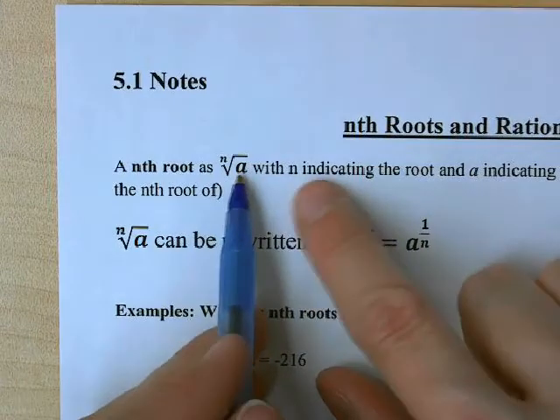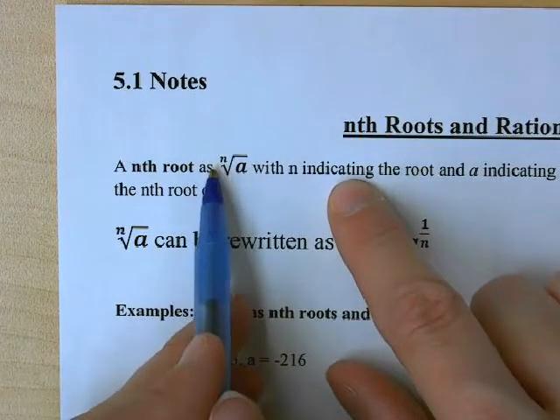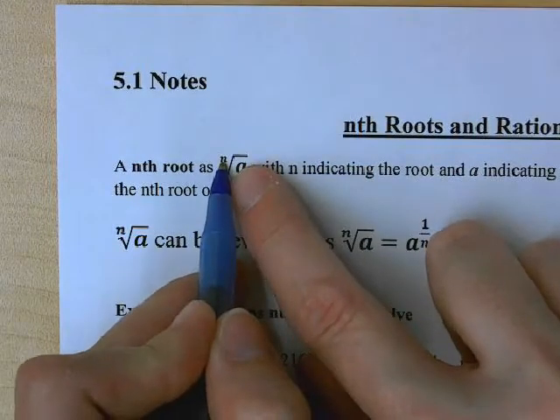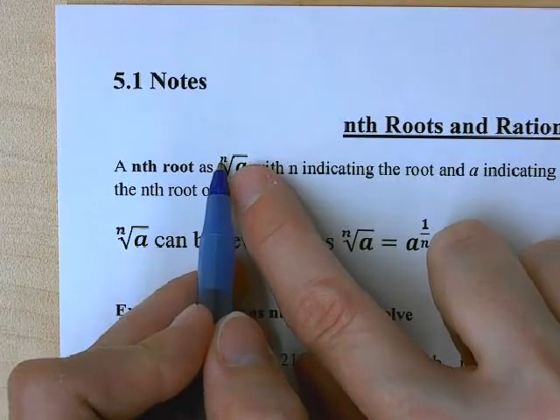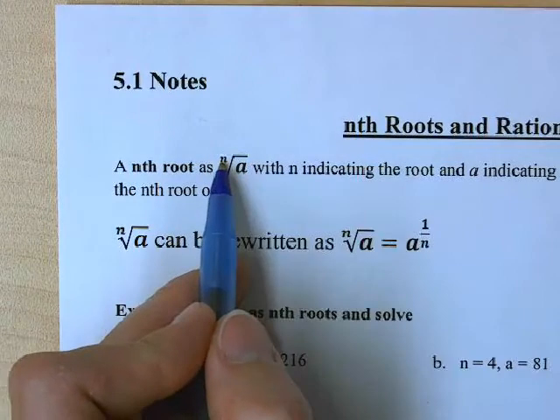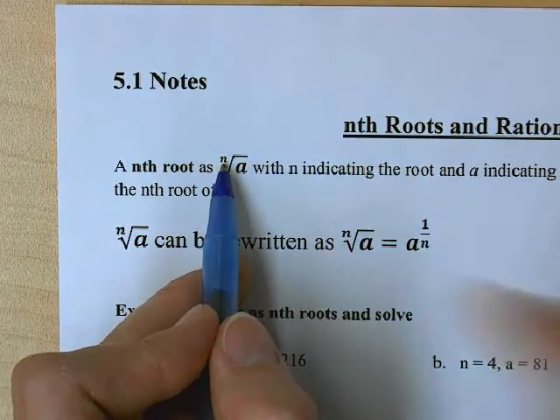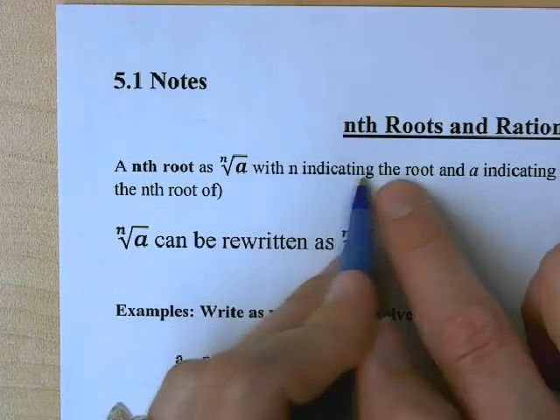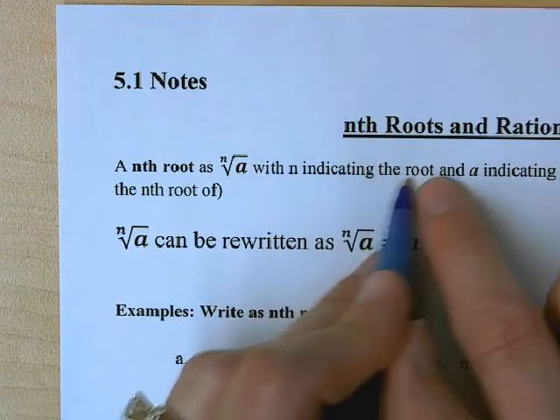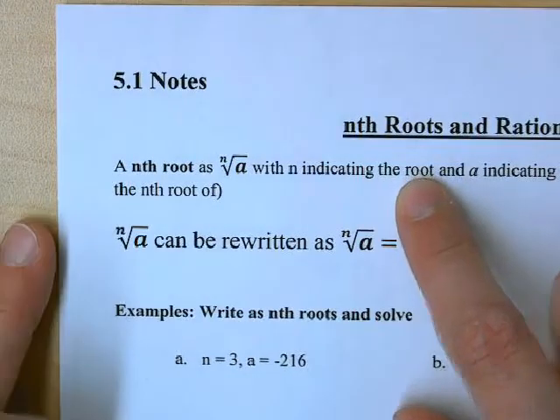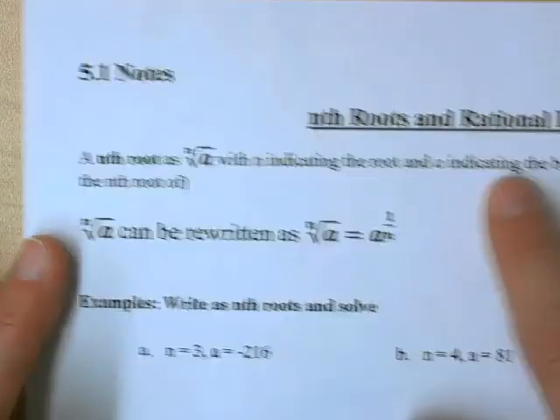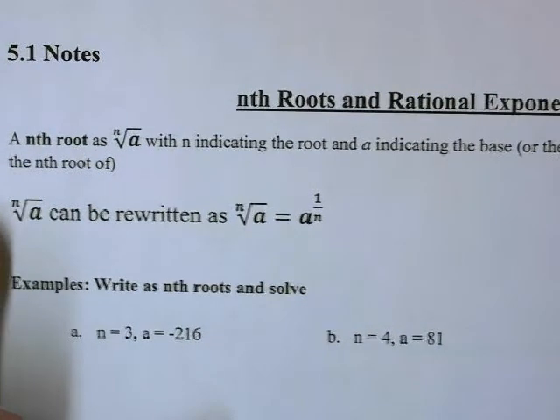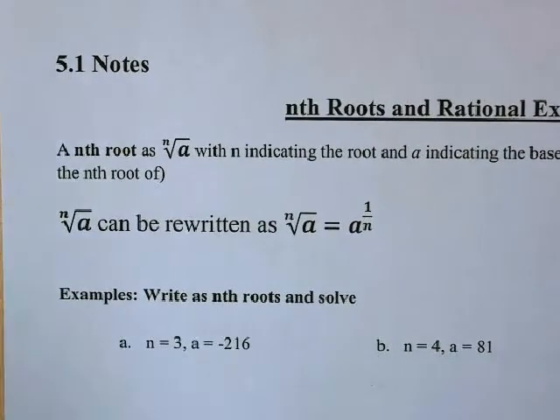The n indicates how many of something you're finding that goes into that. Like if there was a 3 on the outside, like we were just talking, the cubed root of 125, we were looking for 3 of something that made 125. So the n on the outside tells you the root, indicating how many of something you're looking for. And a inside is the base, called the base number. It's the number we're trying to find the nth root of.